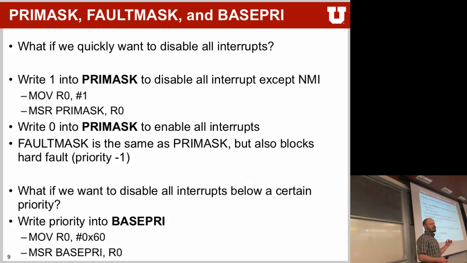But as I said last time, you can turn off all interrupts. And I made a little mistake here last time. If you use the prime mask, and if you write a 1 into it, it will turn off all interrupts. If you write a 0 in it, interrupts will be turned on again. But then you have another register which is called the base priority. With this one, you can turn off a certain amount of interrupts that are below a certain priority. So let's do an example here.